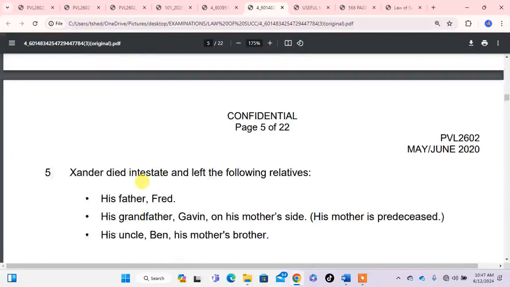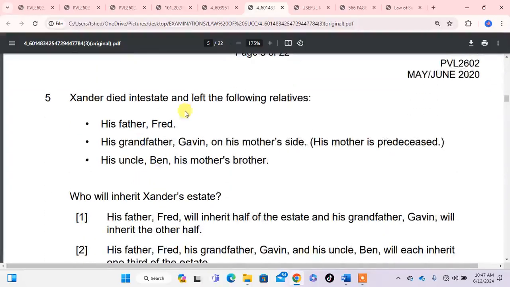So let's go to another question. Shanda died intestate and left the following relatives: his father Fred, his grandfather Gavin on his mother's side, and his uncle Ben, his mother's brother. These are the ones that are surviving. His mother died, and he left no descendants. His grandfather Gavin is the father of his mother. Therefore, he is an ascendant, not a descendant. Therefore, we go and read the rules.